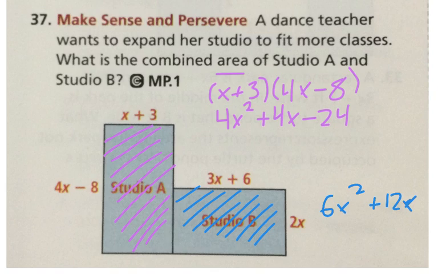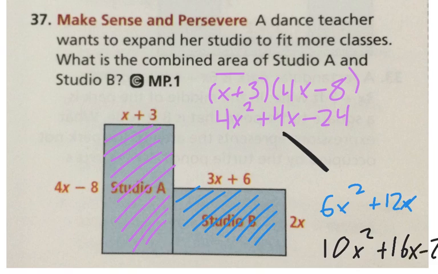And if I wanted to find the combined area, I would need to add these. Right? Because I just found the area of the purple and the area of the blue, so I add them together to find the total area. That would be 10x squared plus 16x minus 24. That's it.